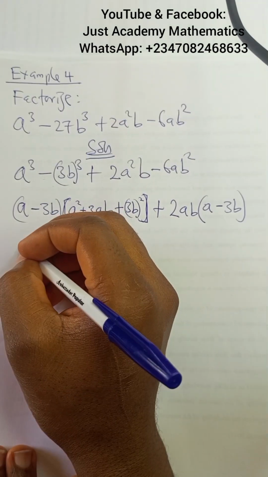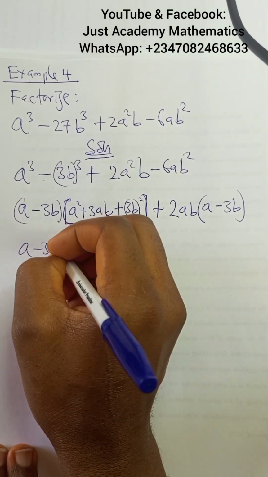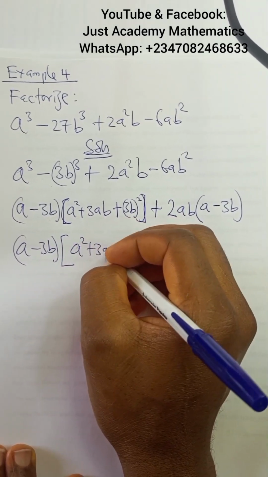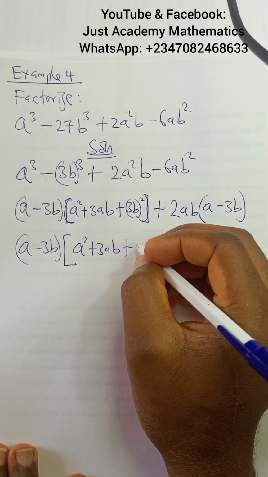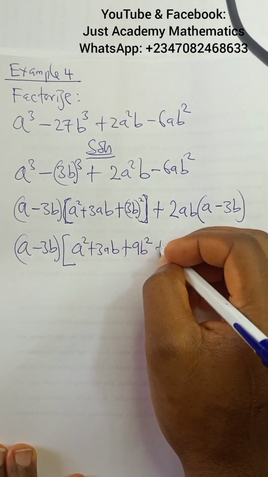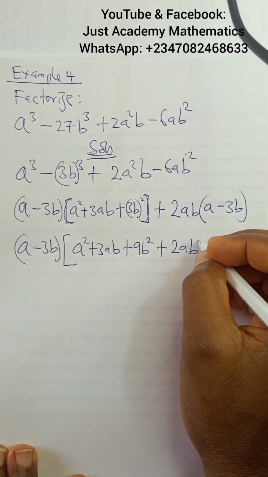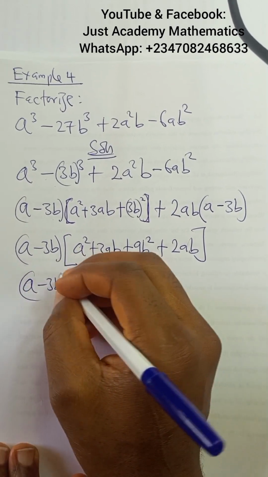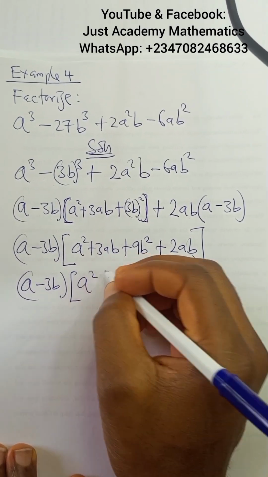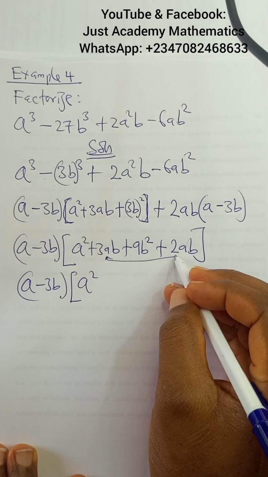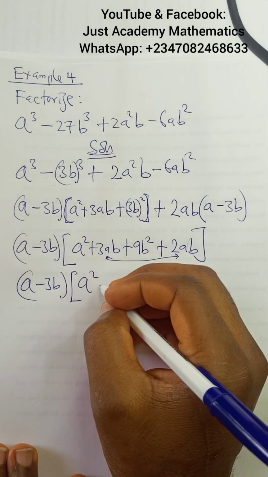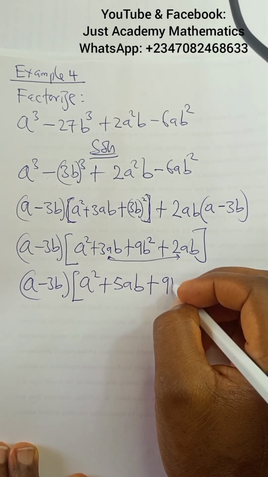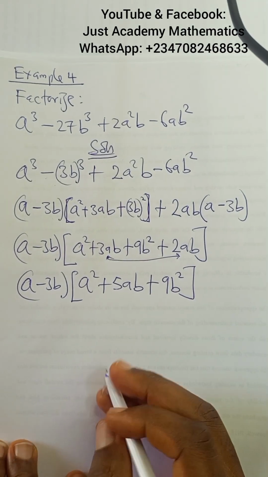So if you take this one out, you have (a − 3b), then bracket, here is a² + 3ab + 9b² + 2ab. Are you following now? So this is (a − 3b), then a². These two are in the same family. 3 plus 2 will give me plus 5ab, then plus 9b². So let's see if we can factorize this.